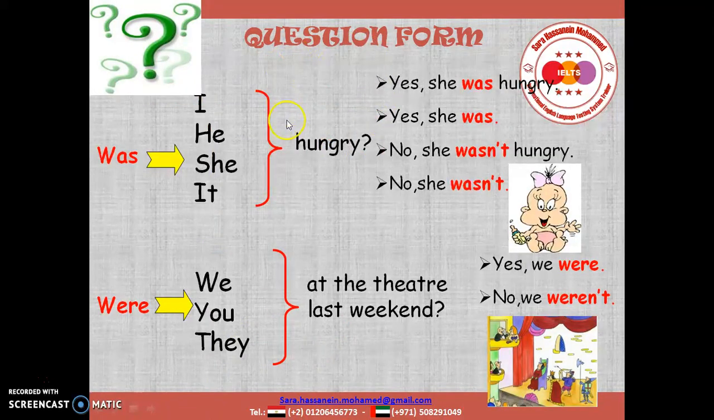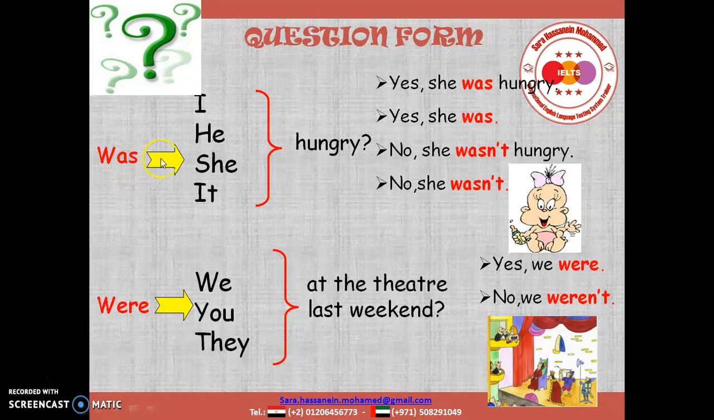Then if you need to ask a question using was or were, you have to invert the subject and the verb here. You will not say in the question form, I was hungry. No, this is not a question. If you need to form a question, you just need to invert the subject and the verb. So you have to say, was I hungry? Or was he, she, or it hungry? And this is, of course, a yes or no question.